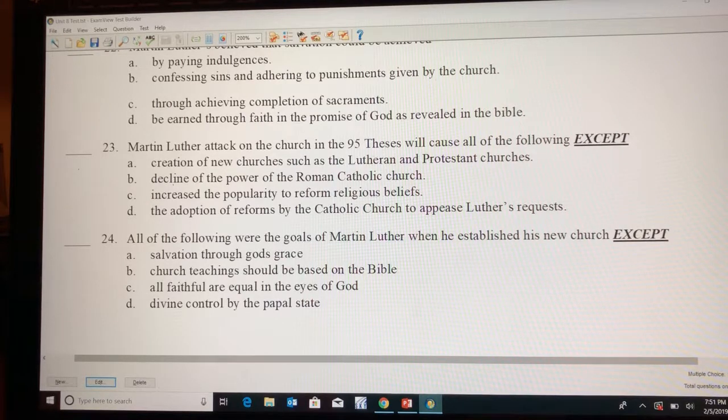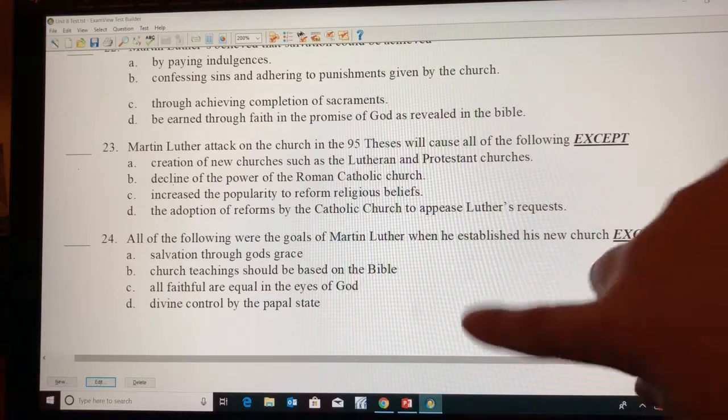Do we get increased popularity of Reform religious beliefs? Or is there adoption of the reforms by the Catholic Church? Does the Catholic Church take on Luther's requests? So determine which three are true, and the false one is the answer. Miss Morgan will have the answer for y'all.